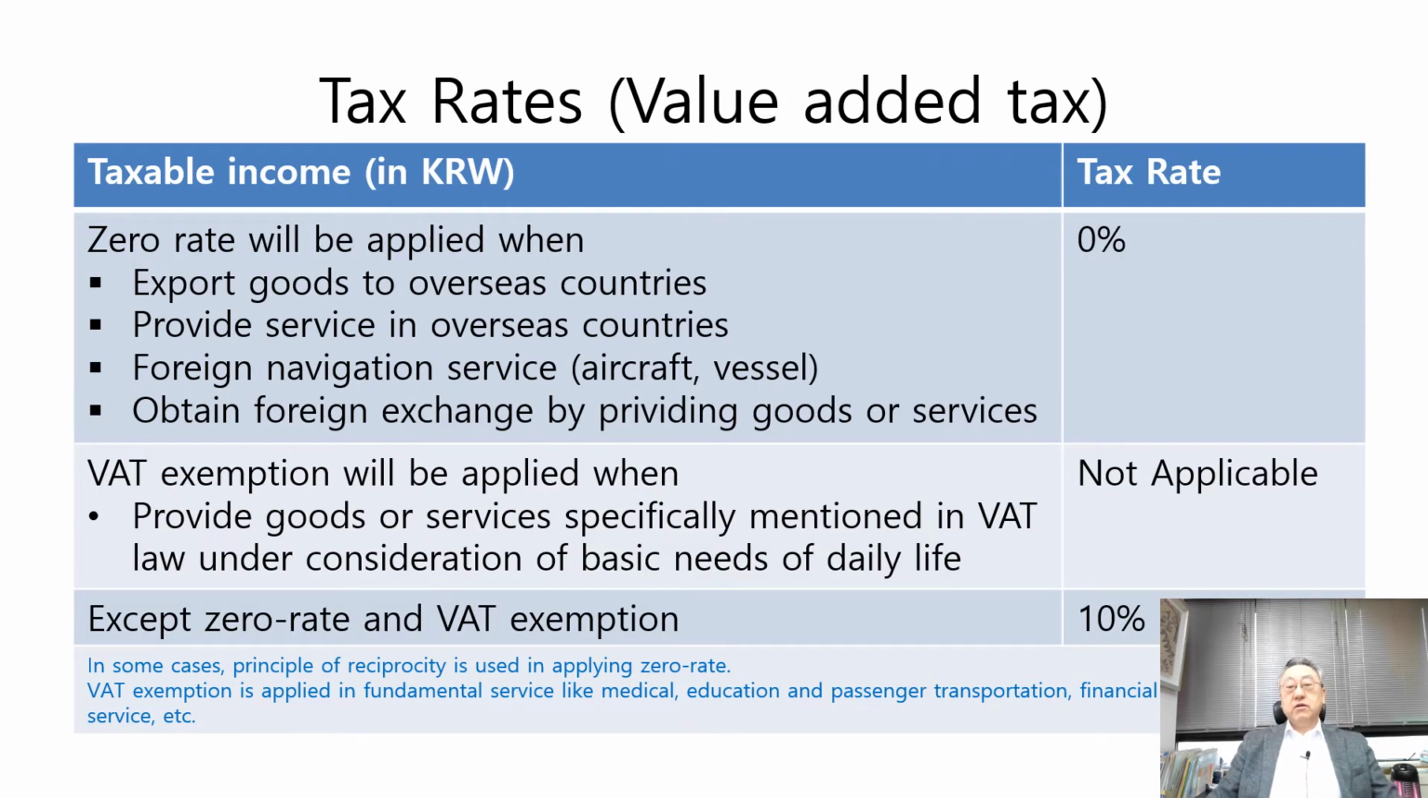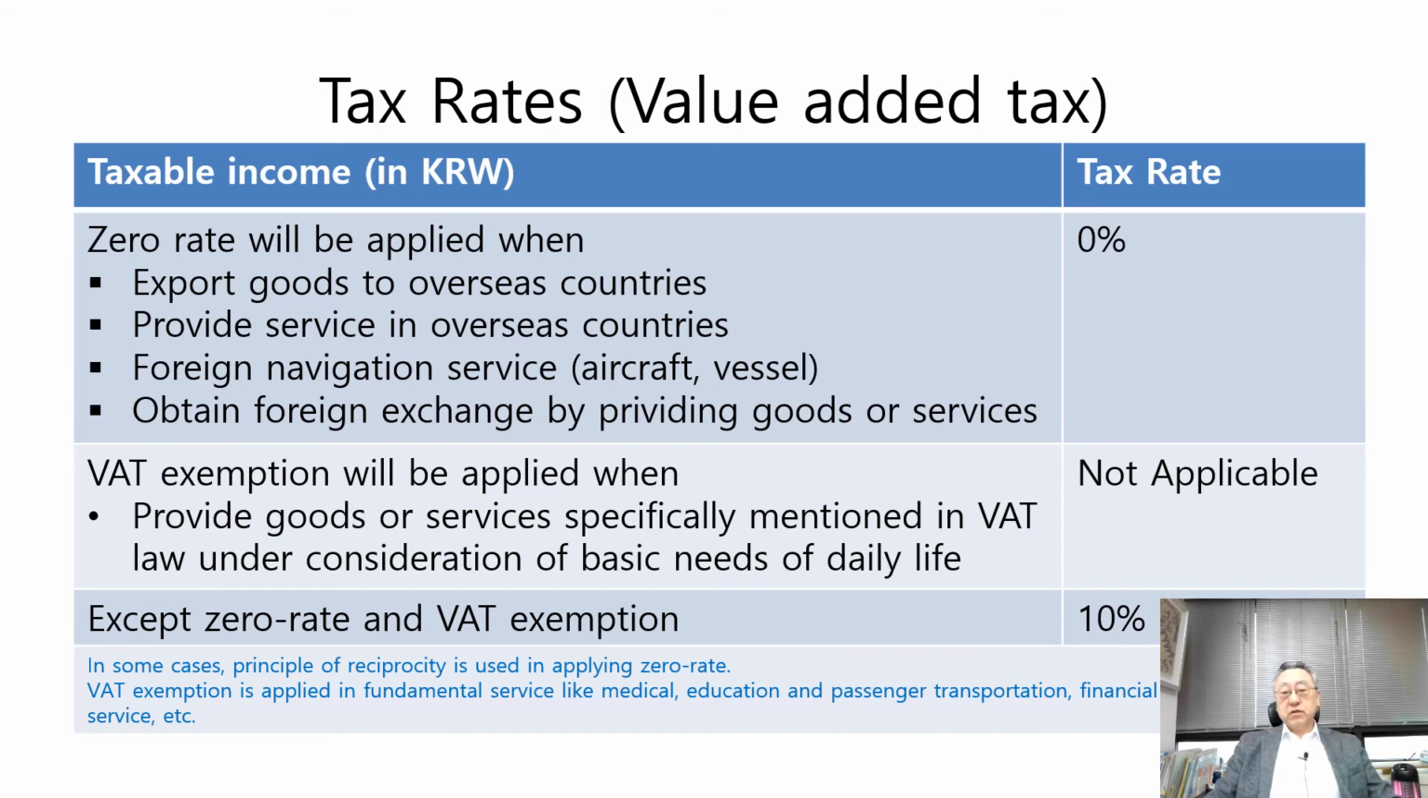And then finally, talking about the value-added tax, it is simple. It is 0% or 10%. Of course, we have the VAT exemption also. So, like a policy, export is encouraged in the Korean economy. So, export goods to overseas countries, there is no VAT. And also, providing service in overseas countries, then 0%. Foreign navigation service like aircraft or vessels, then 0%. And obtaining foreign exchange by providing goods or services overseas, also 0%.